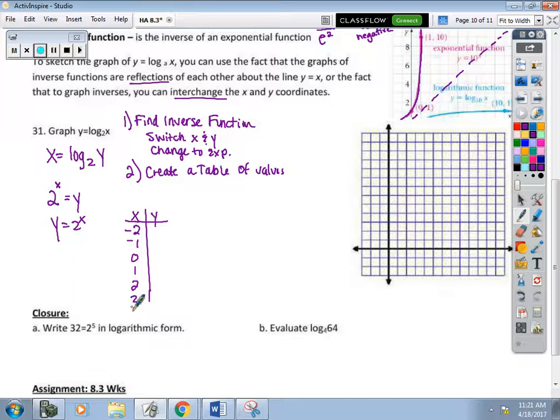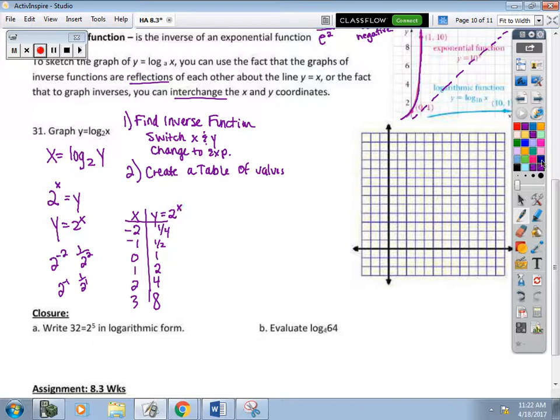So plugging these in, 2 to the negative 2 power would become 1 over 2 to the positive 2 power, which is 1/4. 2 to the negative 1 is 1 over 2 to the positive 1, so that's 1/2. 2 to the 0 power is 1. Anything to the 0 power is 1. And then 2 to the first is 2, 4, and 8, just plugging in 2 to the second and 2 to the third. Okay, so this is for the graph y equals 2 to the x power.